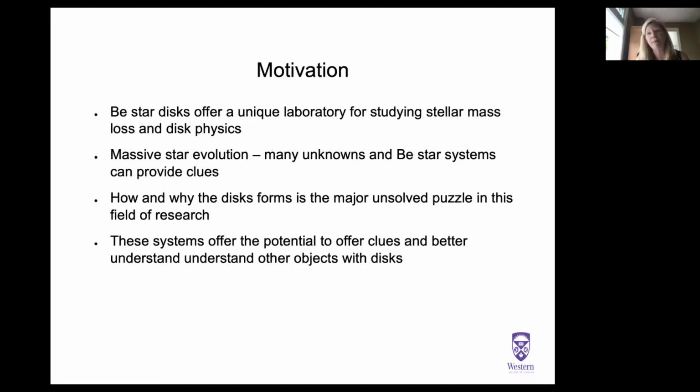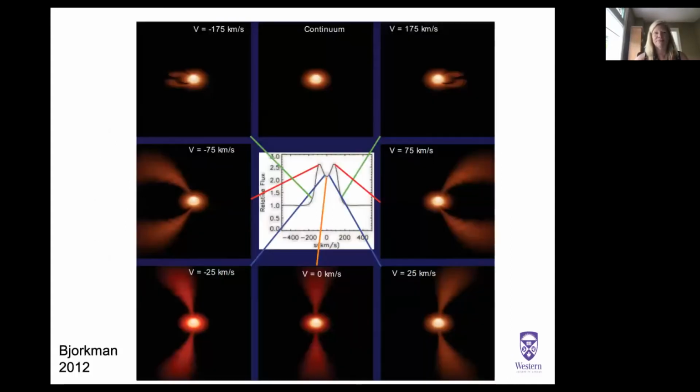Much of what we know about massive star evolution is known from extrapolation from our nearby sun, that we know so much about. And so these systems, I think, can tell us a lot about some key puzzles in astrophysics. Of course, we don't know for sure why the disk forms. We don't know why some stars will form a disk and then lose it, while others will stay constant for decades. And so I hope by the end of the talk you'll agree that they're interesting and realize that they have a lot of potential to offer clues and better understand other objects with disks.